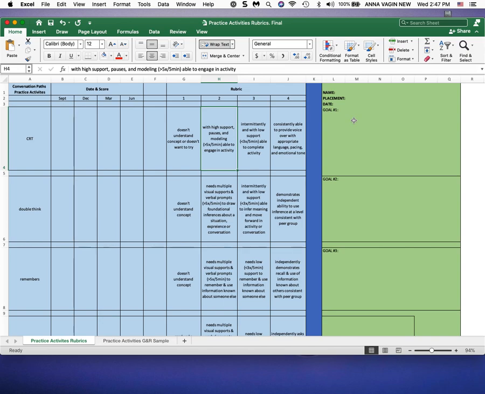Here on the right-hand side is a place for you to insert and write your goals. There's room for 3 here. Remember, this is your template, so then you would save this under the student's name.